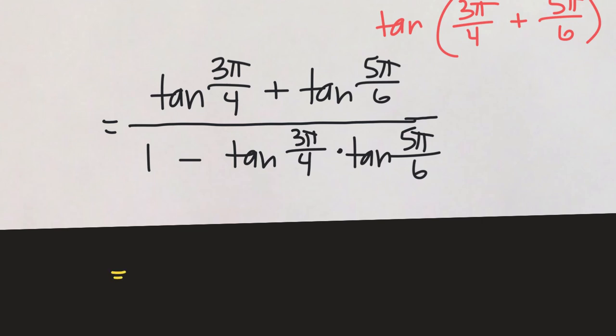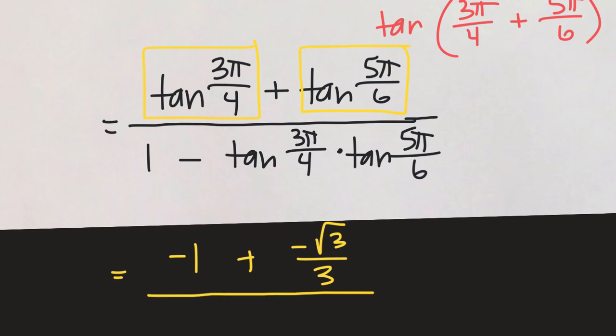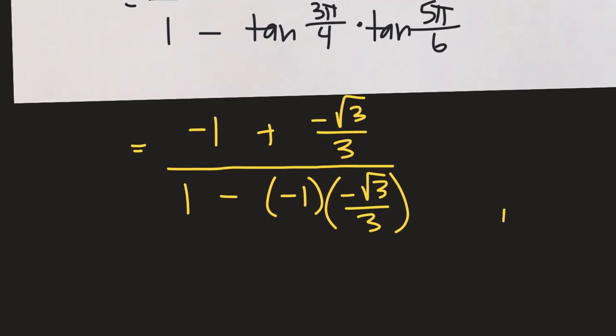The tangent at 3 pi over 4 is -1, plus the tangent at 5 pi over 6, which is -√3 over 3. Remember, tangent is y over x, the sine value over the cosine value. Then from your formula we have 1 minus the tangent at 3 pi over 4, which was -1, multiplied by -√3 over 3. Let's do some simplifying. Plus a minus is just the same as a minus.